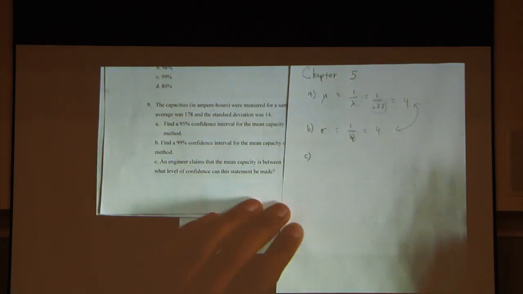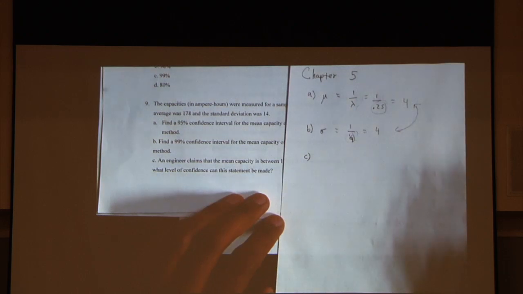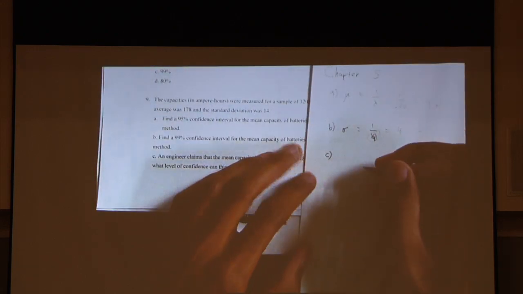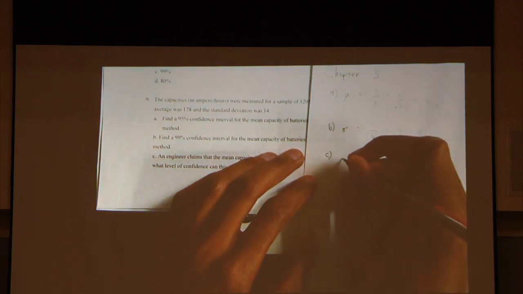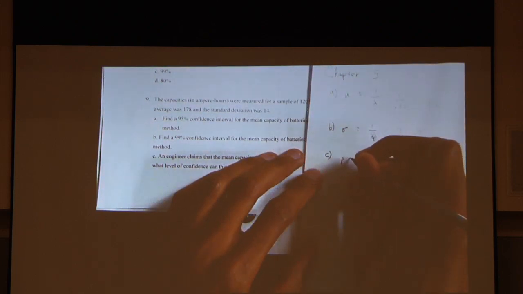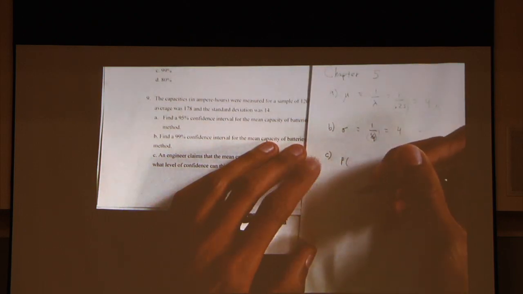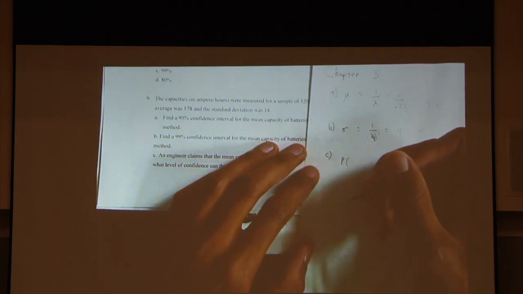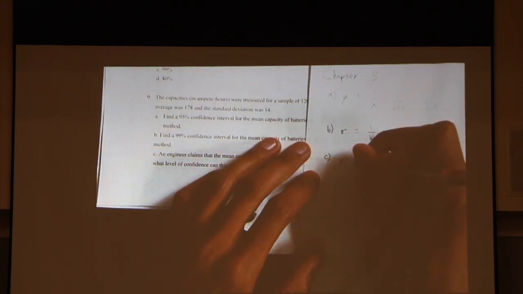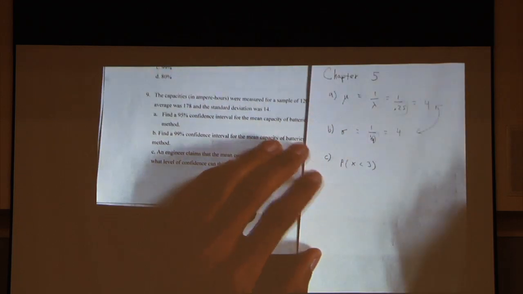Right? So then, for C, what proportion of the pores are less than 3 microns in diameter? So X being less than 3, right?